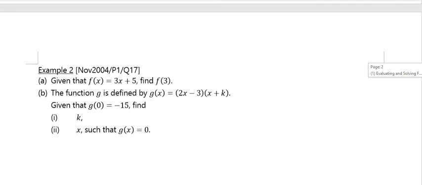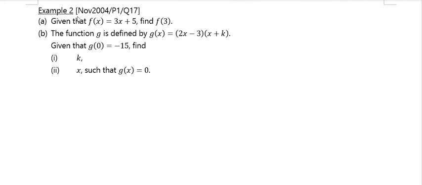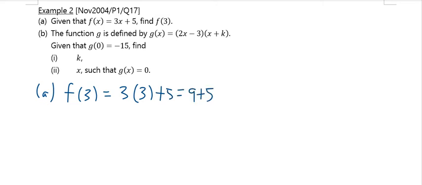Now let's move on to the next one. Example number 2, taken from paper 1, question number 17 from November 2004. Part a: given that f(x) equals 3x plus 5, find f(3). So f(3) will be 3 times 3 plus 5, so 9 plus 5, which is 14. That's for part a.